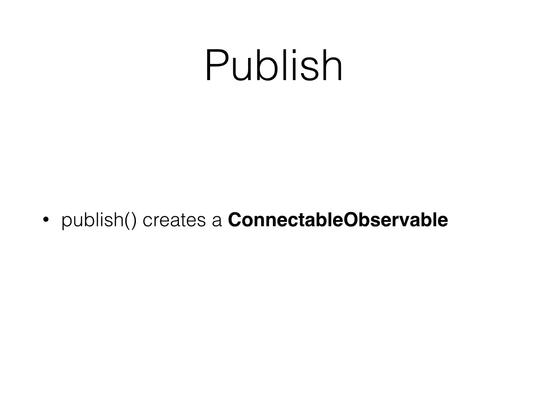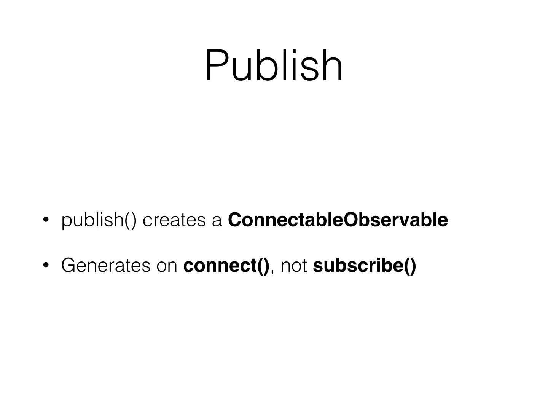So the solution for this is to call publish. Publish creates what's known as a connectable observable, as opposed to a normal observable. The key difference between a connectable observable and a normal one is that it generates notifications when you call connect, not when you call subscribe. Connect is a method that only exists on connectable observables, so it allows you to defer the point of connection to when you actually want it to start generating.